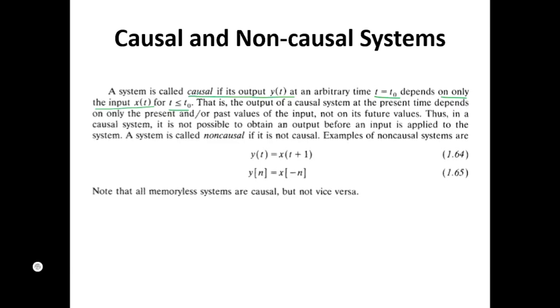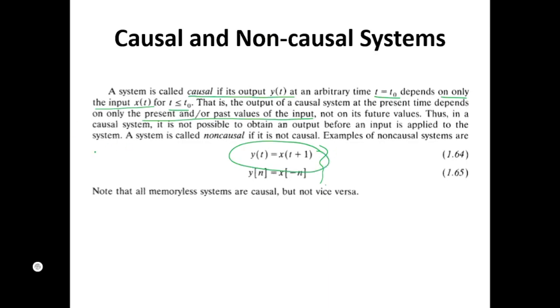That is, the output of a causal system at the present time depends only on the present or past values. This is the important thing: present or past values of the input and not on the future values. So we are given two types of systems, y(t) equals x(t+1) and the next one is y[n] equals x[-n]. Now let's see how you find out whether it is causal or non-causal. In the first case, let us check it.